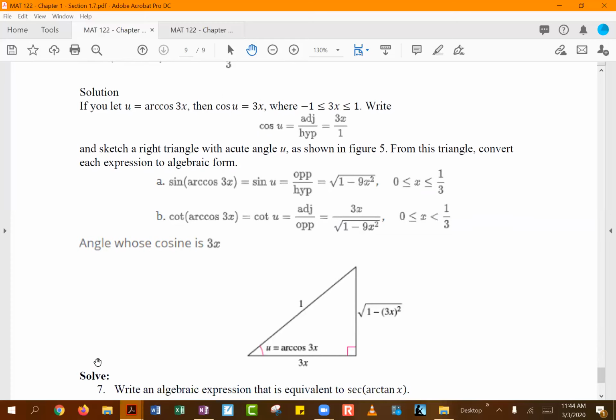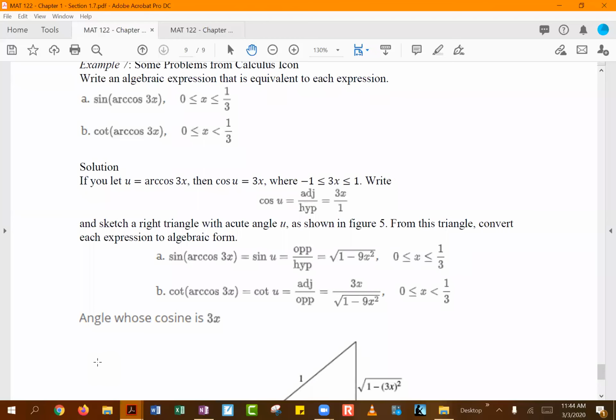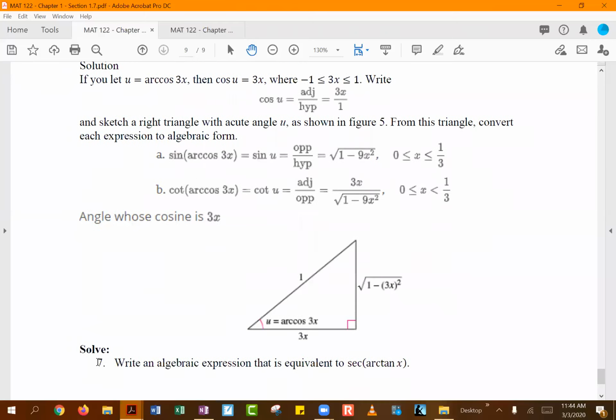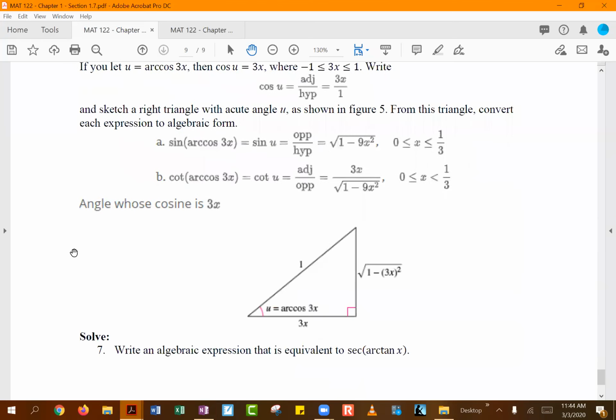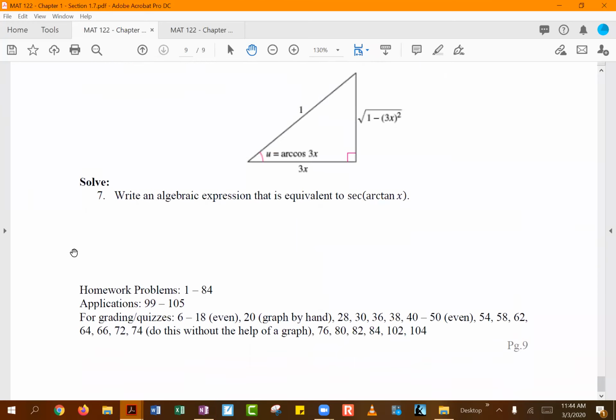Now in part B, they are still using that arc cosine of 3x, right? So that inside function is the same for both of them. So once you have that triangle calculated, you can apply it to part B. Part B is cotangent of u. So cotangent is, of course, the reciprocal function of tangent. So it becomes adjacent over opposite, which is where you're getting your 3x over square root of 1 minus 9x squared from. And of course, you still have that restriction on the x, where it has to be between 0 and 1/3, including or not including the endpoints depending on your function.